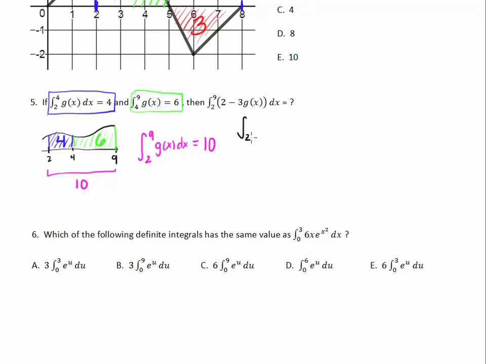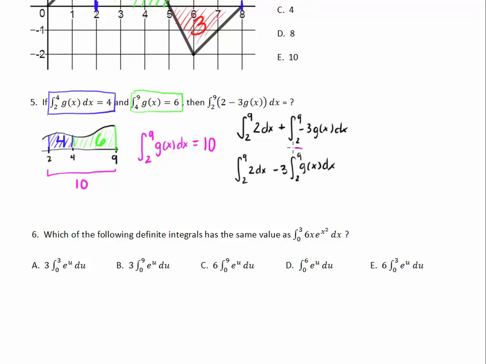So we could rewrite this as the integral from 2 to 9 of 2 dx, or I'll say plus, and then we'll pull it out in a second, the integral from 2 to 9 of negative 3g of x dx. This is an integral, and this is a constant, so we can pull the constant out. So really what we've got here is the integral from 2 to 9 of 2 dx minus 3 times the integral from 2 to 9 of g of x dx.